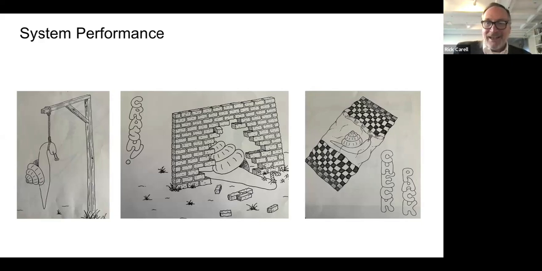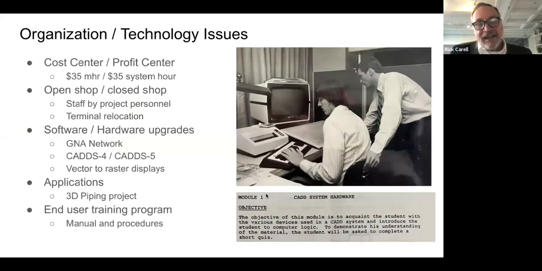We want more of him because he's operating like 10 computer terminals at a single time. And at that time, this was the big debate between, are you a cost center or are you a profit center? So we were charging $35 a man hour to do CAD drafting and $35 a system hour. So we're charging guys $35 an hour to run a check pack and that sort of thing.